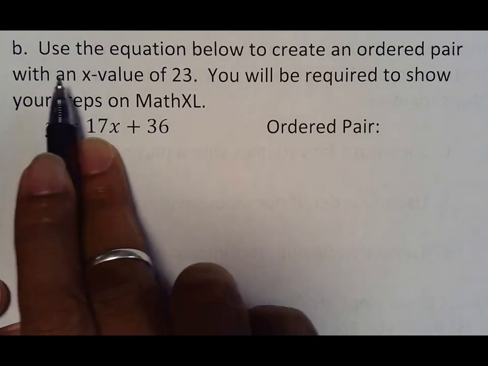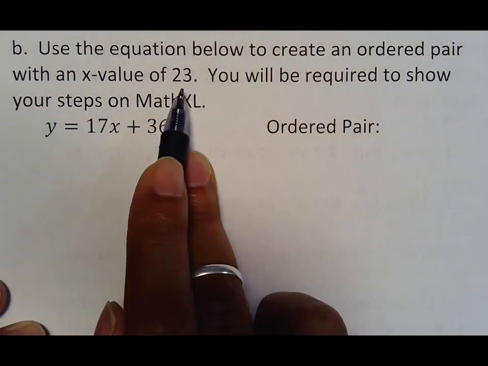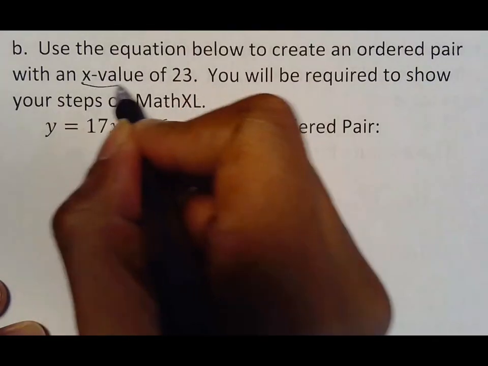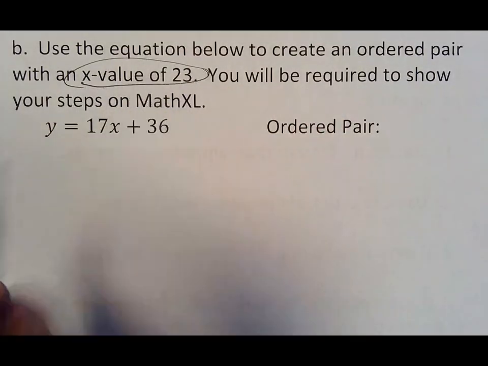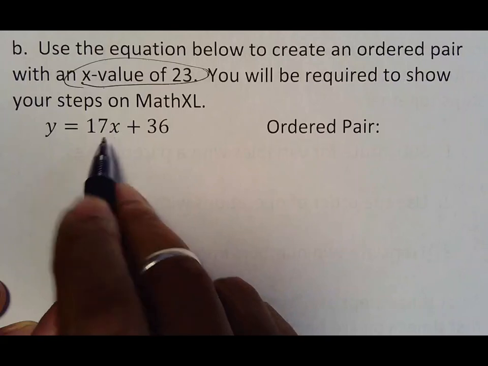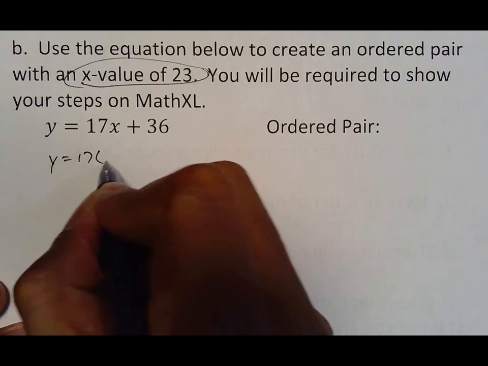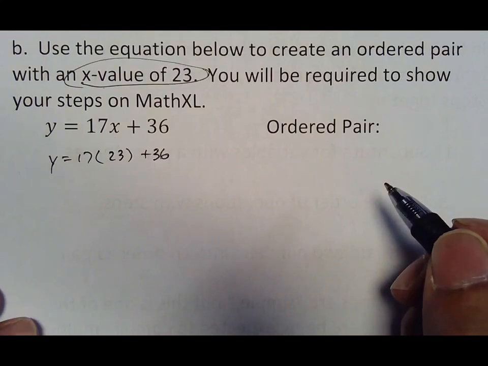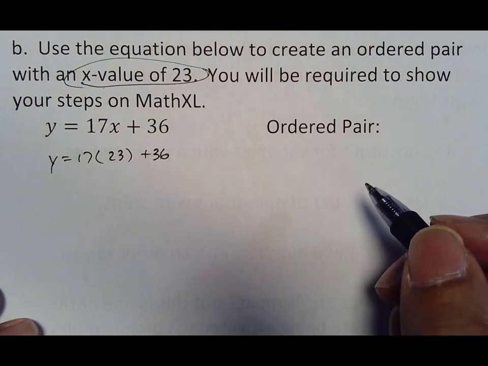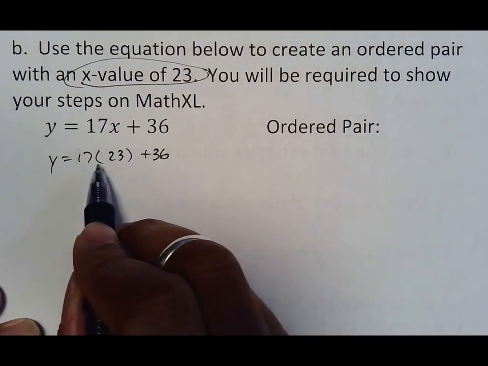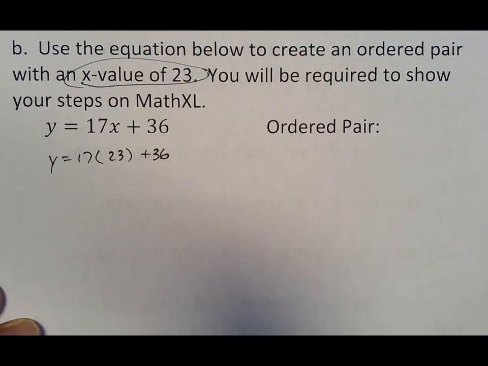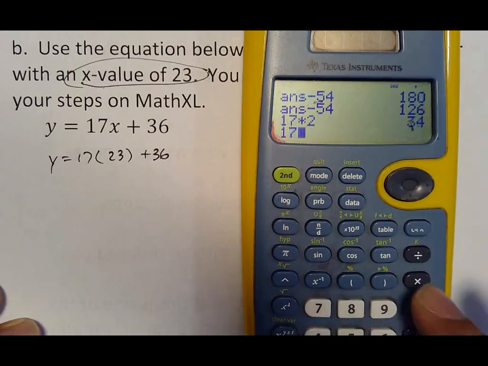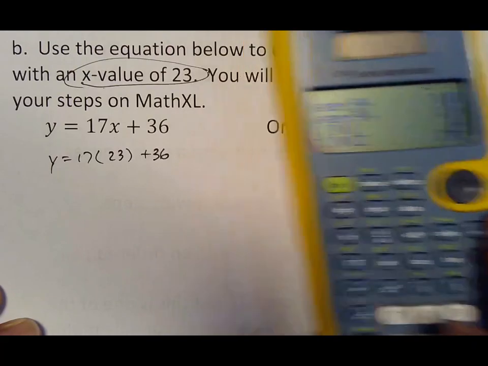So, again, use the equation below to create an ordered pair with an x value of 23. You'll be required to show your steps on MathXL again. So, again, this tells me my x value is 23, so that's my x. So I take the 23 and I put it in right here. y equals 17 times 23 plus 36. And yes, I'm using big numbers on purpose so that you can't just eyeball it. You have to actually show the work. Multiplication, addition. Multiplication goes first, so 17 times 23 is 391.